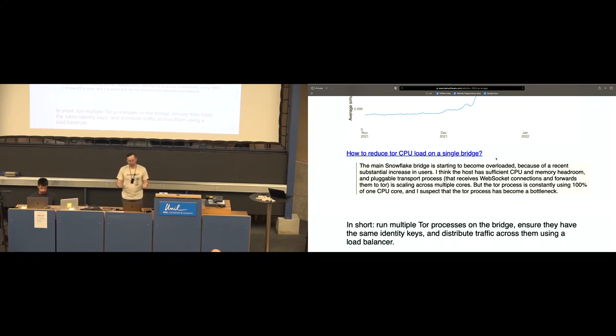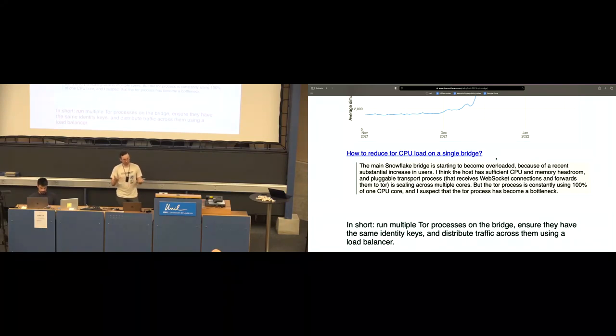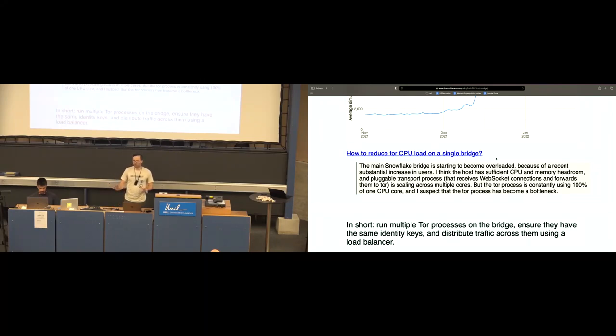This is what I wrote. The main Snowflake bridge is starting to become overloaded because of a recent substantial increase in users, mostly from Russia. I think the host has sufficient CPU and memory headroom, and the pluggable transport process is scaling across multiple Tors, but the Tor process is constantly using 100% of one CPU core. So this is the classic problem. I think this is kind of well known among some Tor relay operators, but I don't think it's well known among the public at large that Tor currently has this limitation.